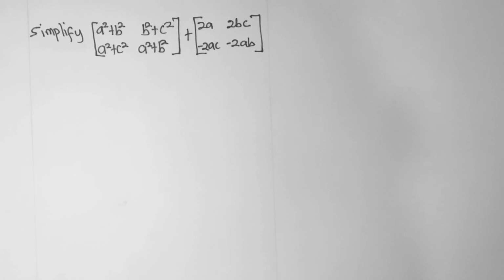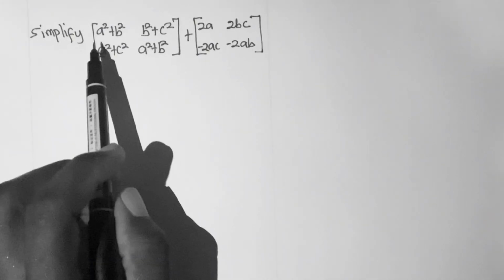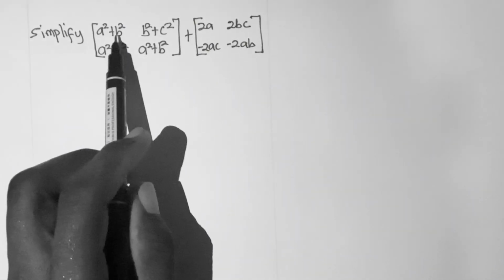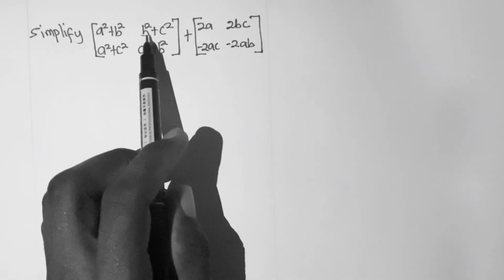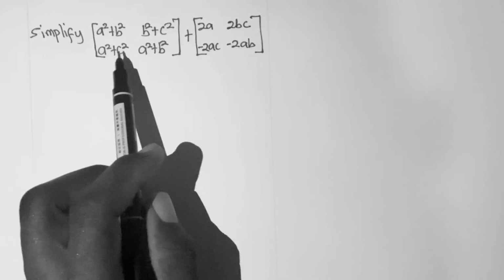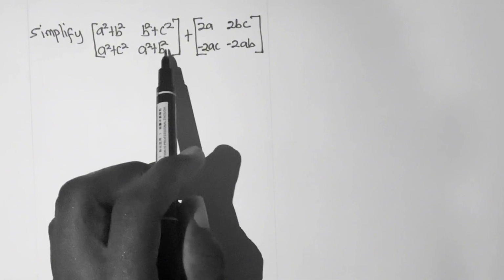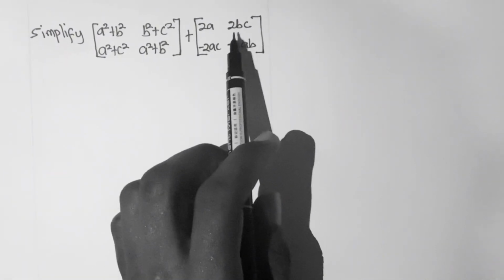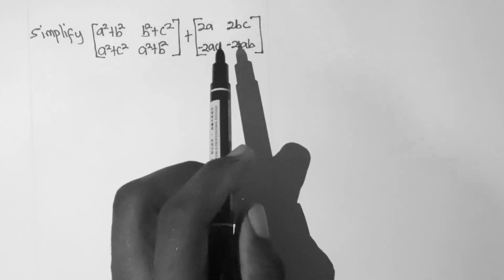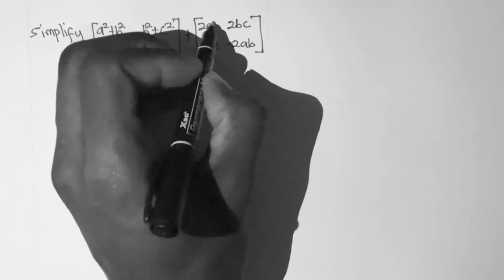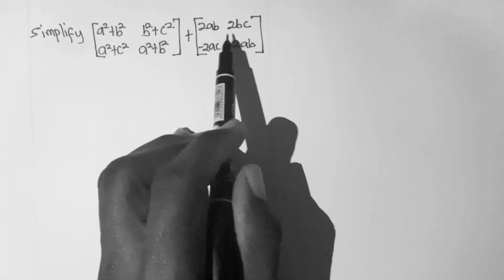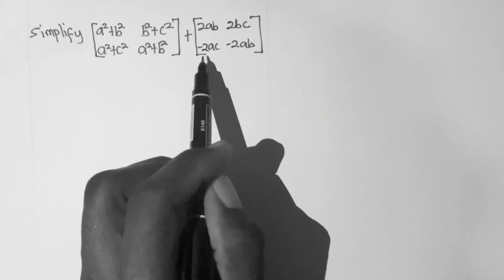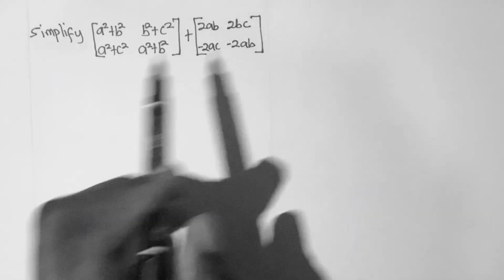Now let's solve some problems. Simplify, in brackets, A squared, B squared, B squared, C squared, A squared, C squared, plus, in another bracket, 2AB, 2BC, 2AC, 2AB. Sorry, here is 2AB, pardon me. Here is 2AB, 2BC, 2AC, then 2AB.